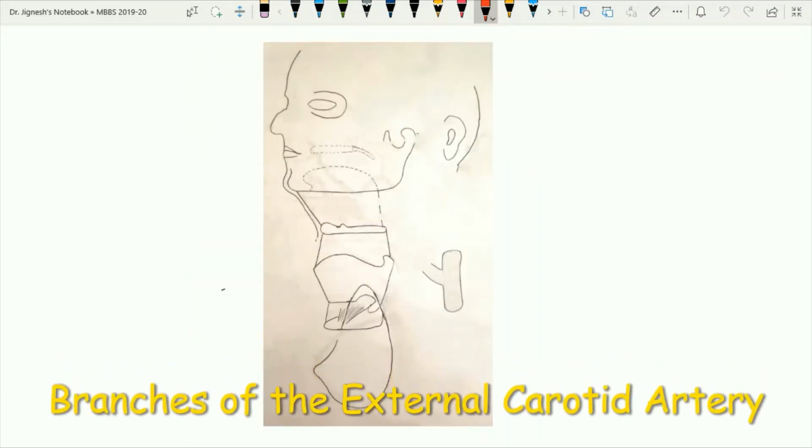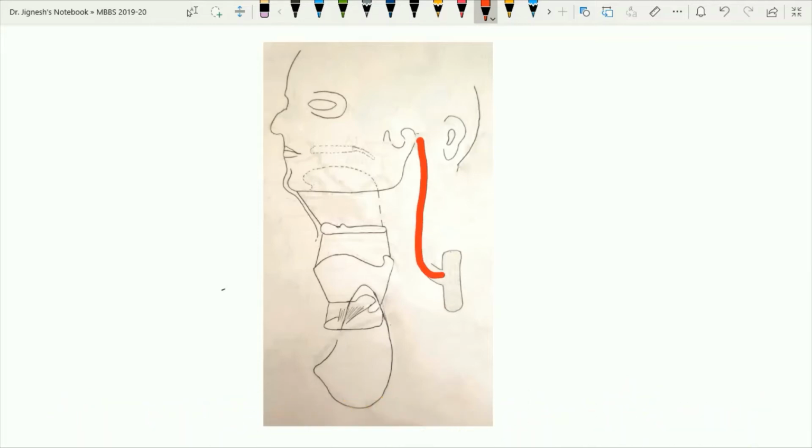Now let's see the branches of this external carotid artery. It passes upward and divides into two terminal branches just behind the neck of the mandible, into the maxillary artery and superficial temporal artery. One branch from the medial aspect of this artery passes upward and supplies the pharynx, and this branch is called the ascending pharyngeal artery.